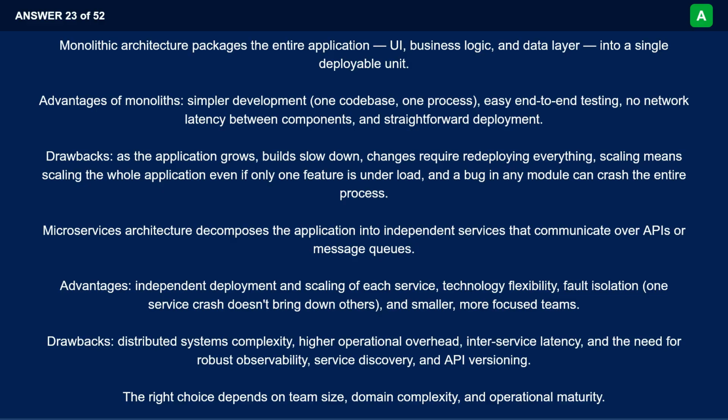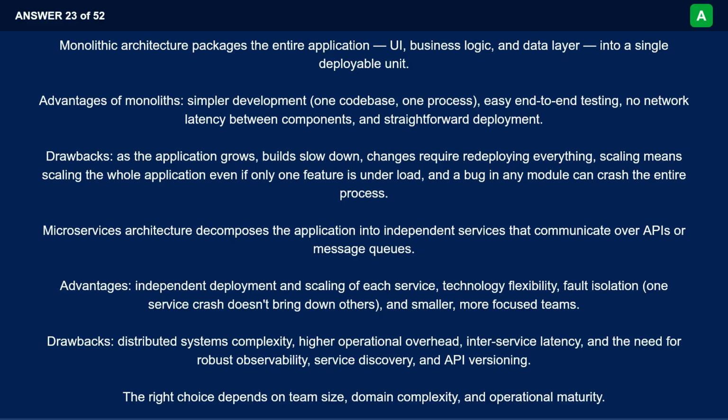Drawbacks: as the application grows, builds slow down, and changes require redeploying everything. Scaling means scaling the whole application even if only one feature is under load. And a bug in any module can crash the entire process. Microservices architecture decomposes the application into independent services that communicate over APIs or message queues.